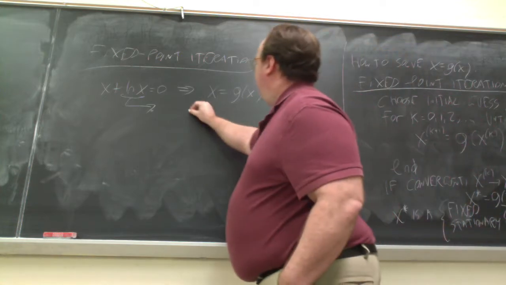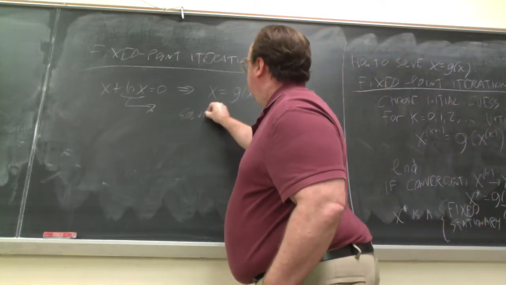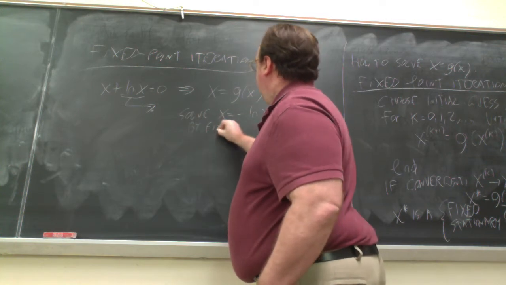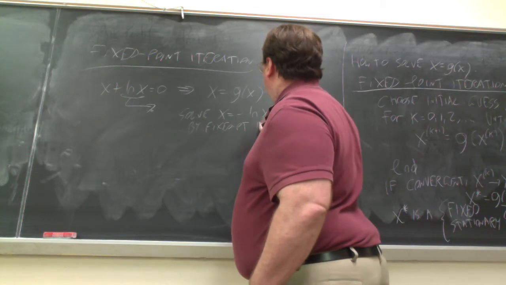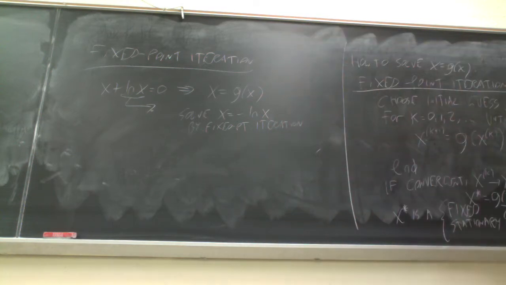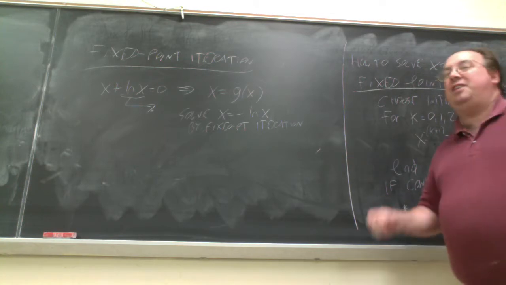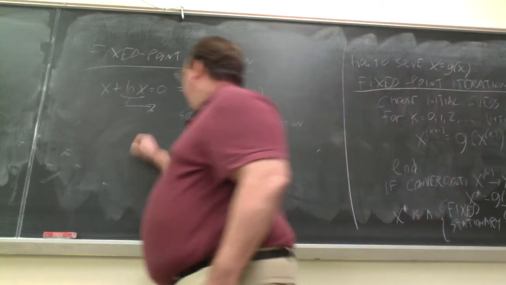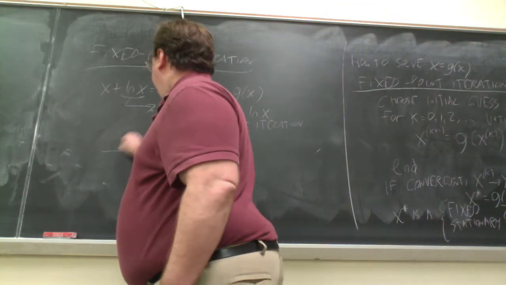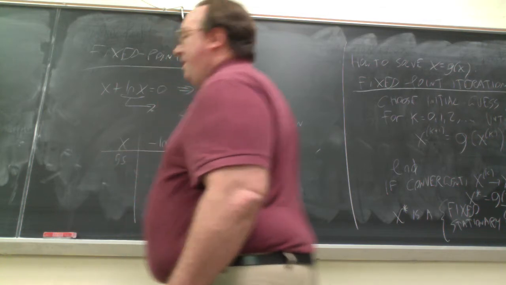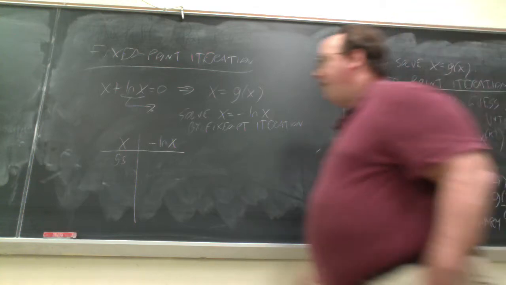So we're going to solve x equals minus natural log of x by fixed point iteration. Now, I need to choose x between 0.5 and 0.6. We need to stay within that interval. So that's what I'll do. I'll make a little chart here, and I'll start with a midpoint of the interval. I go 0.55.